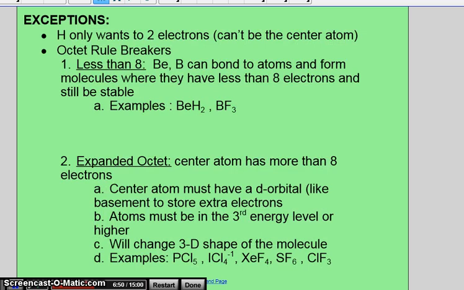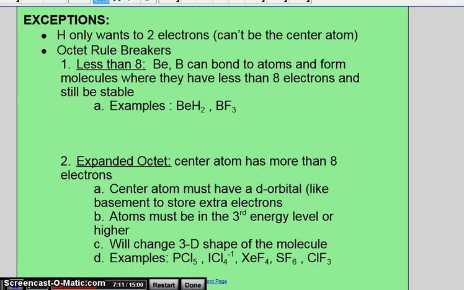Now, in some cases, we may break some of the rules that we've introduced for those steps that you wrote down to follow. Most cases, it's going to deal with breaking the octet rule. With some of our smaller elements, they can actually be stable without having that full set of 8. And the most common ones that deals with are beryllium and boron.